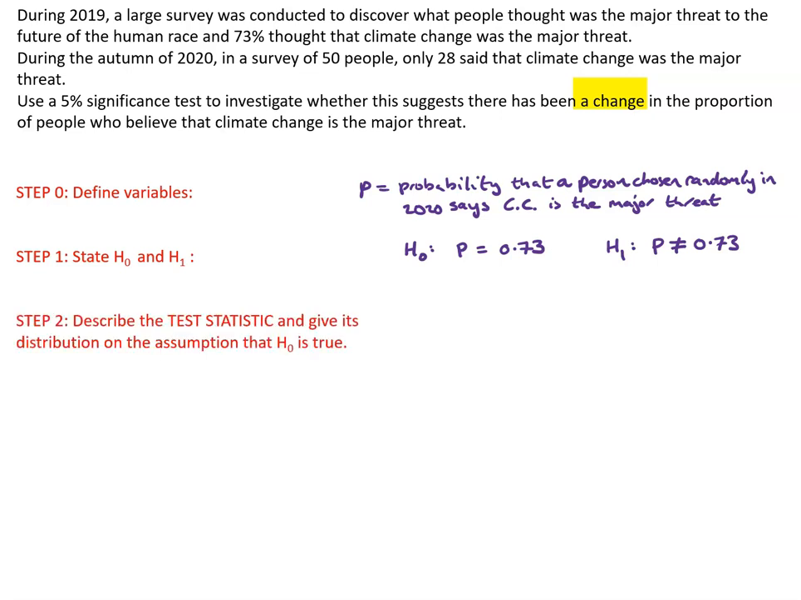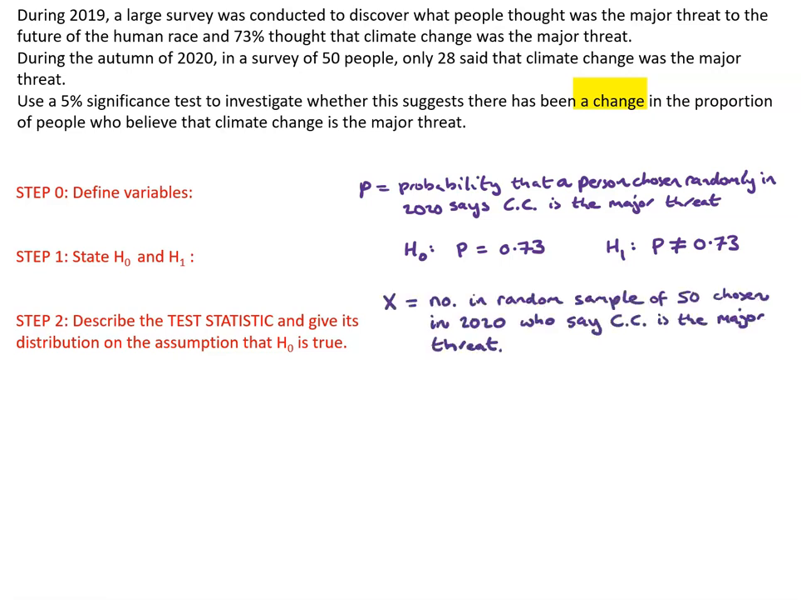The test statistic is going to be X, which is the number in a random sample of 50 chosen in 2020 who say that climate change is the major threat. If the null hypothesis is true, then we can say that X has the binomial distribution with N equals 50 and P equals 0.73.